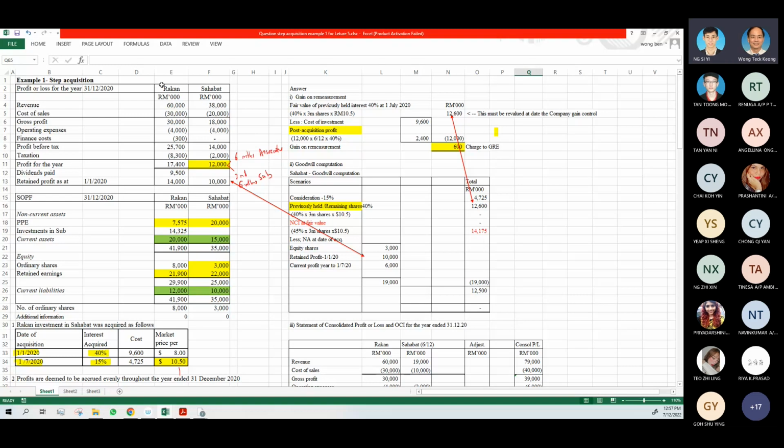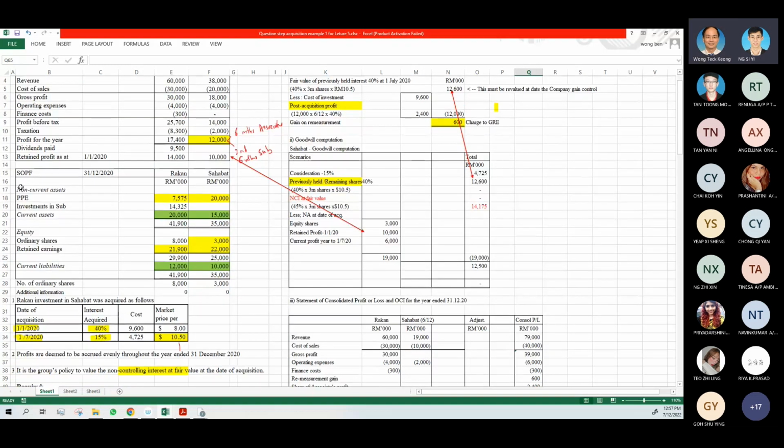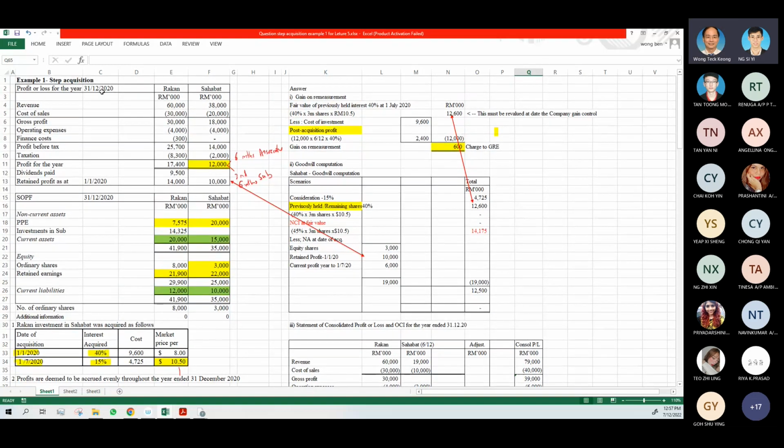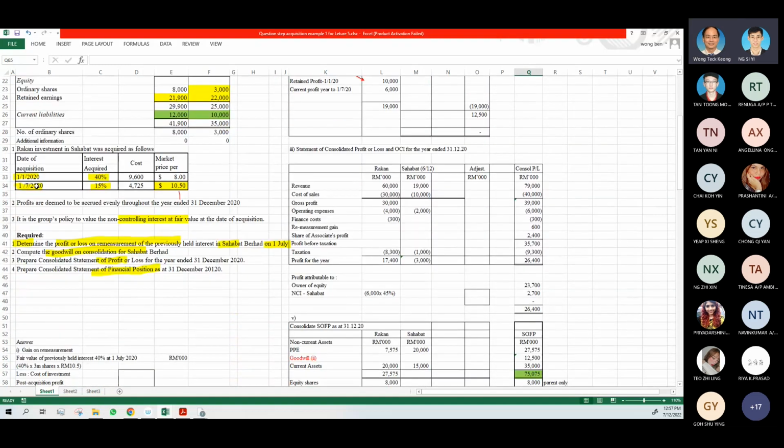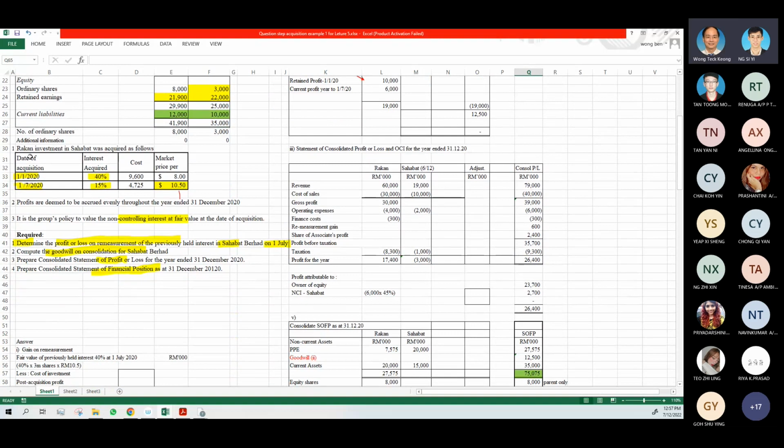Okay, so they give here Rakan and Sabat, P&L for 2 companies, year end 31st December 2020. So they give you additional information. Rakan's investment in Sabat was acquired initially, 40% on 1st January. This is what? This is an associate. So 40%.